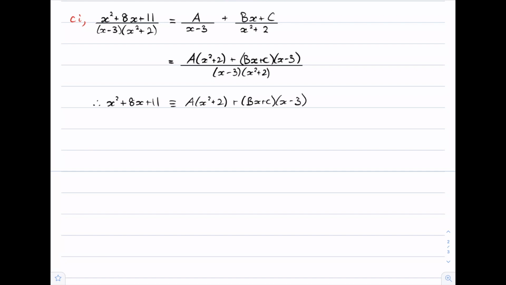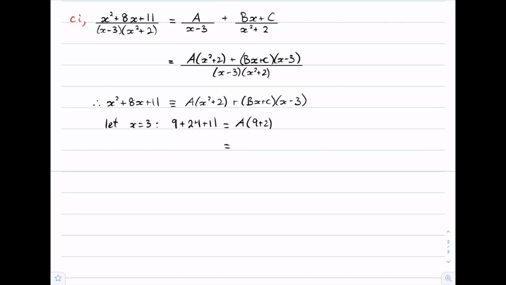And now we want to try to find these three numbers, a, b, and c. Probably the easiest one to find to begin with will be a. The way we'll do that is we'll let x equal 3. And you can see that when we let x equal 3, this term here becomes 0, and so this whole term just disappears. So if I let x equal 3 on the left-hand side, I'll have 3 squared, which is 9, plus 8 times 3, which is 24, plus 11, equals a times 9 plus 2.